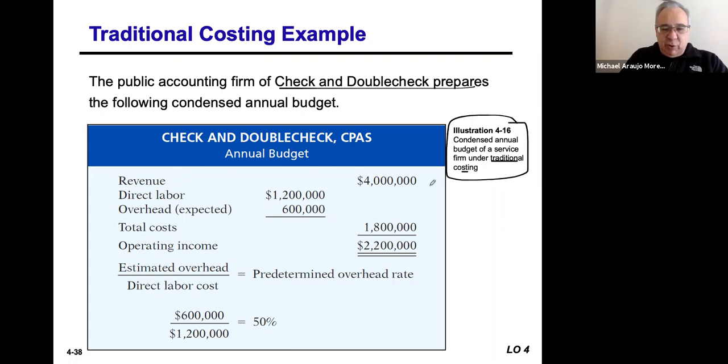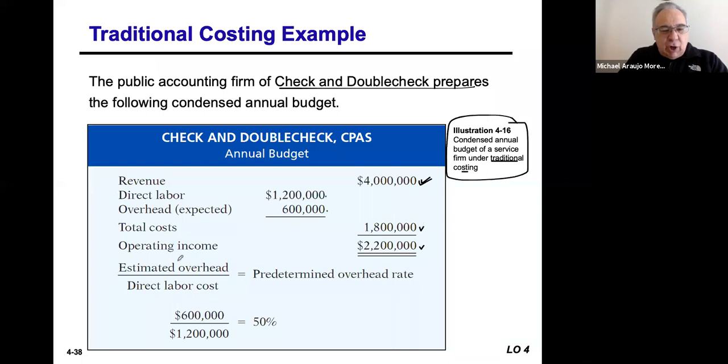So they have revenue of $4 million. Check. Direct labor of 1.2 million. Check. Overhead is expected at 600,000. Check. Total costs of 1.8 million. Check. Operating income, operating profit of 2.2 million. Check. Okay. Do it again and you can double check. Oh, there's a double check for you.